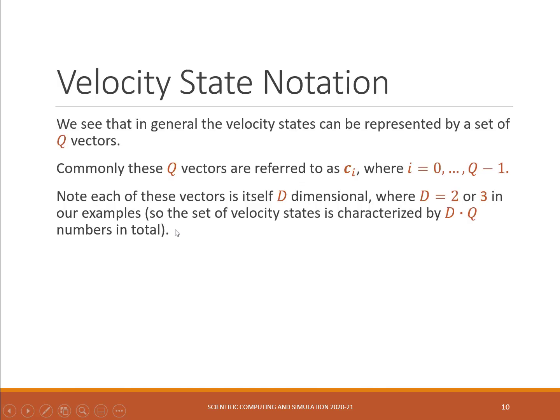In the previous slide, the position and velocity of particles were discretized using two different velocity states, D2Q9 and D3Q19. Generally speaking, the velocity states can be represented by a set of Q vectors. Q is commonly referred to as a state Ci, where i ranges from 0 to Q-1. And each vector can be d-dimensional. For instance, in the previous slides, d was 2 and 3 respectively.